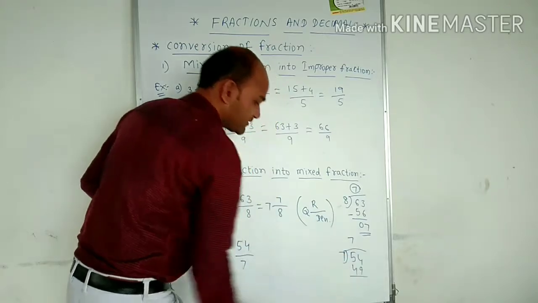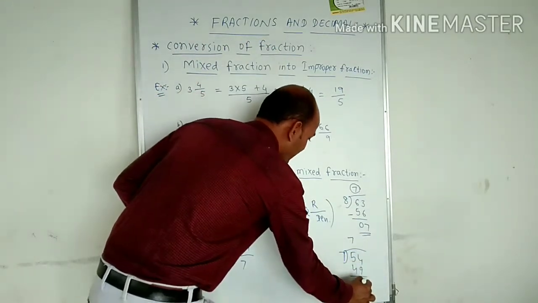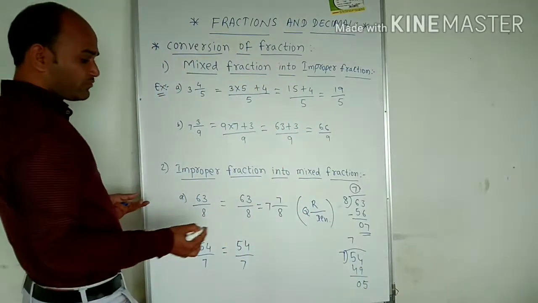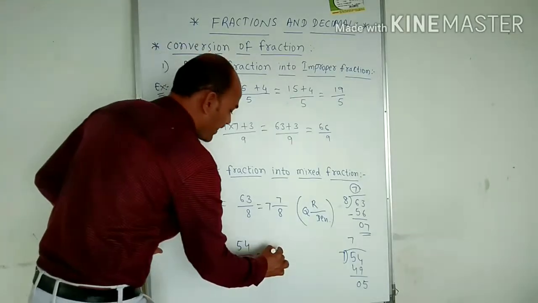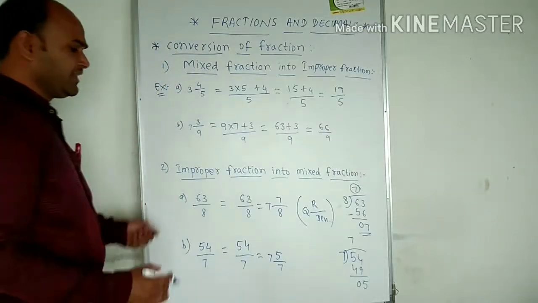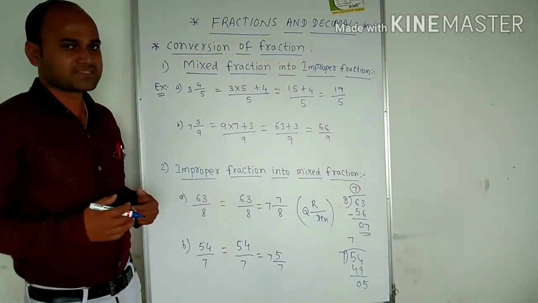So how much remains? 14. 5 minus 9 is not possible. Bring 1 from here, 14 minus 9 becomes 5 remains. And here 4 minus 4 becomes 0. As we know how to write it, the quotient is 7, the remainder is 5, and the denominator is already there, 7. In this way we have to write the improper fraction as a mixed fraction.